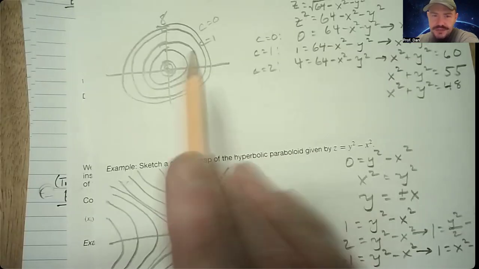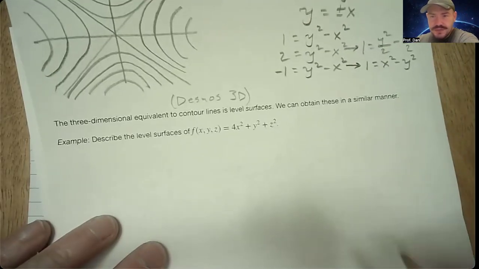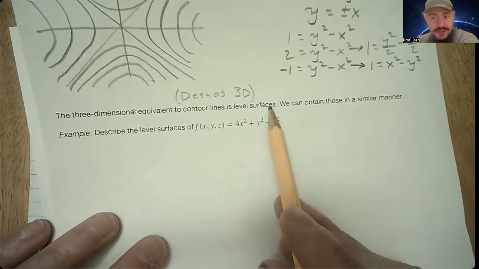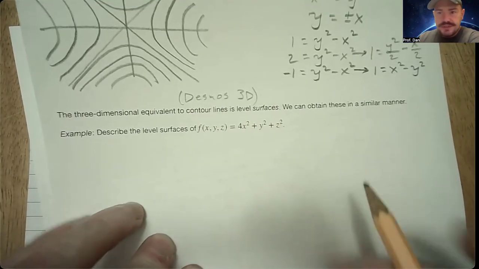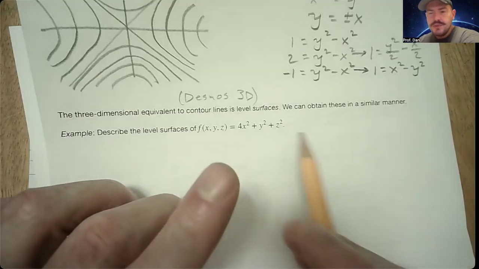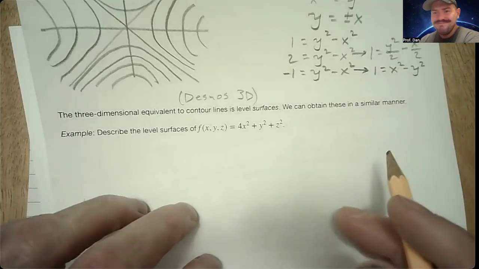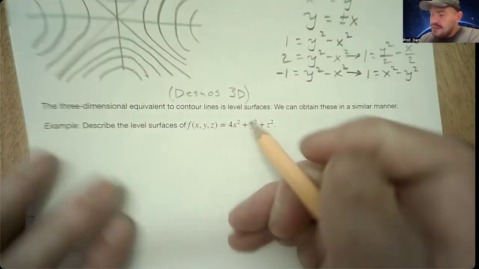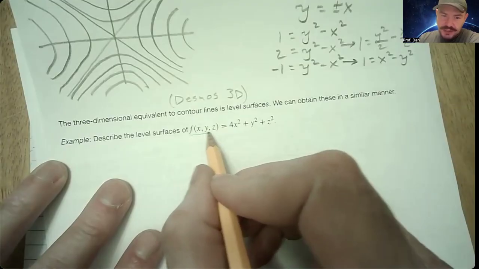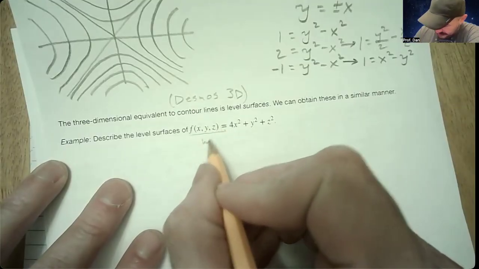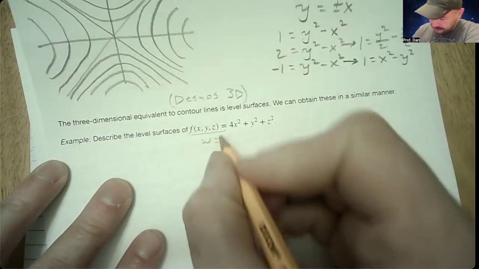So we did level curves, which were two-dimensional graphs to model functions of two variables. Now we'll do level surfaces to model three-variable functions, four-dimensional graphs. So this one, remember f of x, y, z can also be written as w.